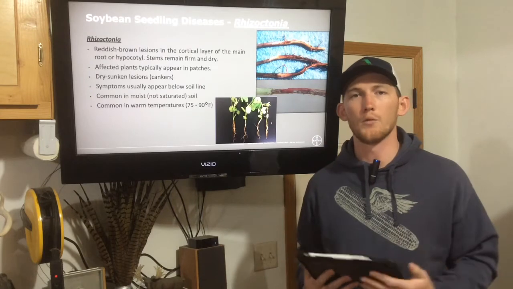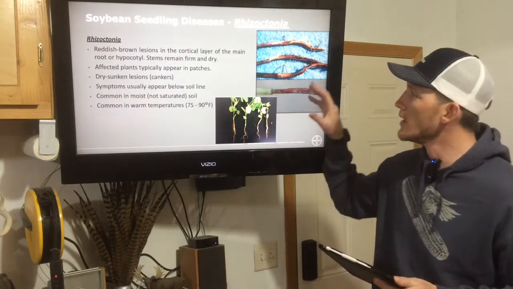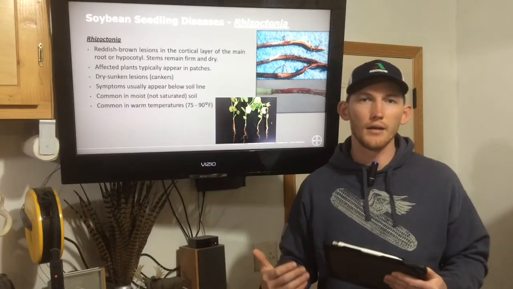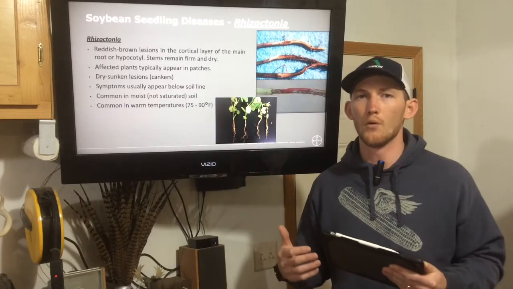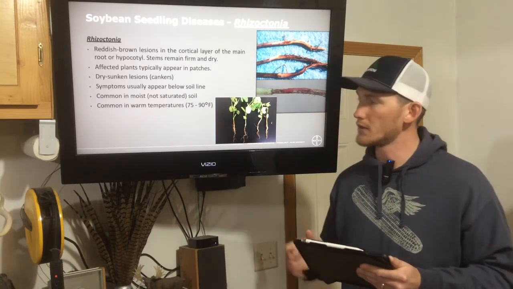Rhizoctonia gets us away from the water molds, and now we're talking about dry lesions, more of that sunken canker. With Rhizoctonia, you always see that reddish-brown lesion, firm and dry, definitely different symptomology than the first two, and definitely a warmer temperature requirement. So warmer conditions are going to be more prevalent. Moist soils, so not saturated like the first two, but more moist conditions, more prevalent in medium to coarser textured soils, okay?